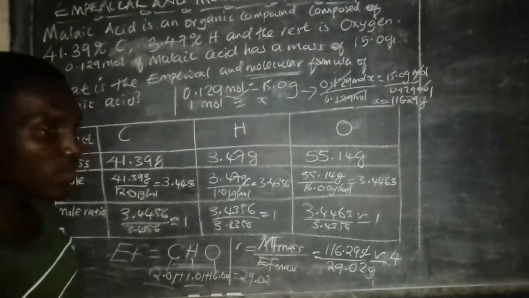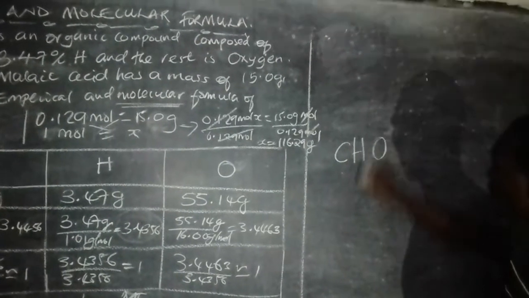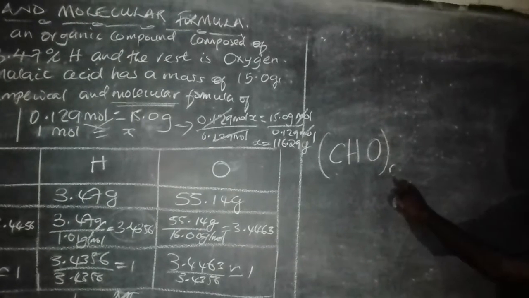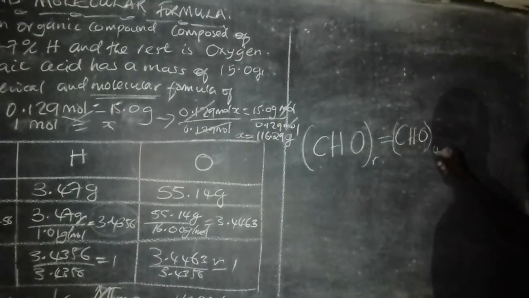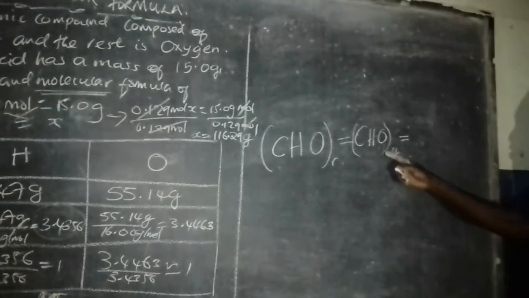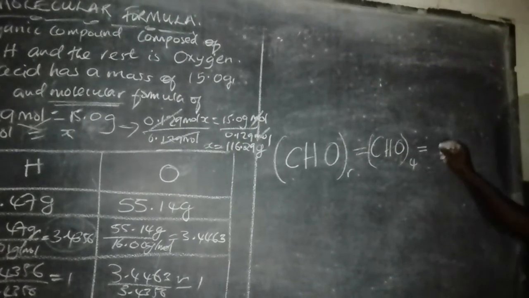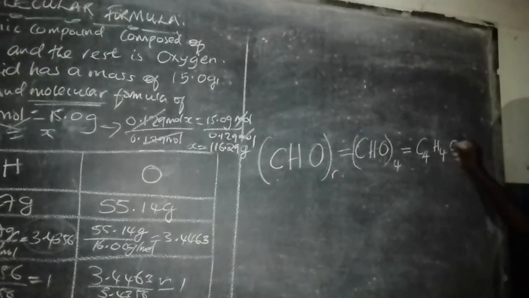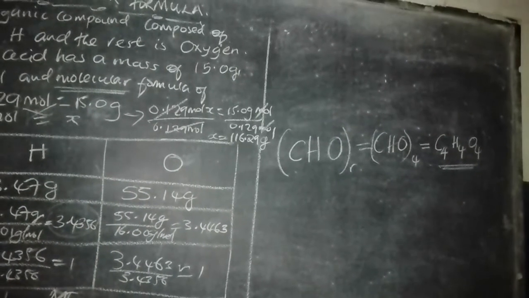So now, when you get the mole ratio, from the empirical formula, we have seen the empirical formula is CHO. Then what we do is you bring in R. So this is the ratio. And that will be CHO, and our ratio is 4. Which means that when you do that calculation, we need 4 atoms of carbon. So you say C4, then H4O4. So this is the molecular formula of maleic acid.